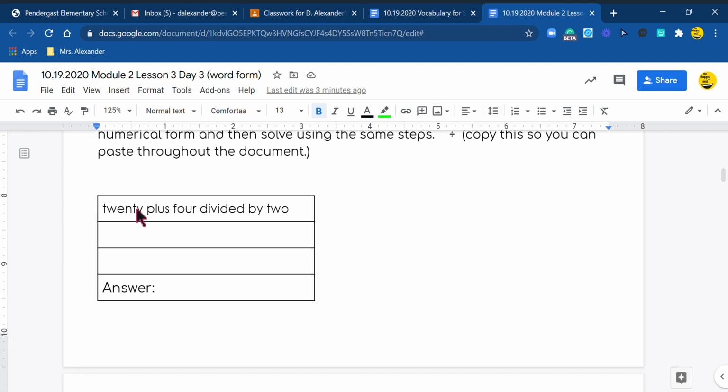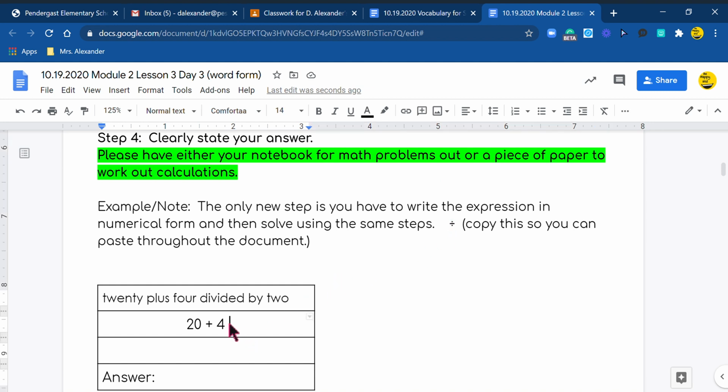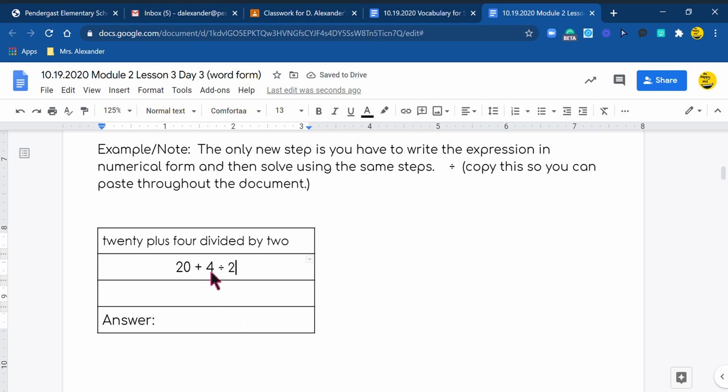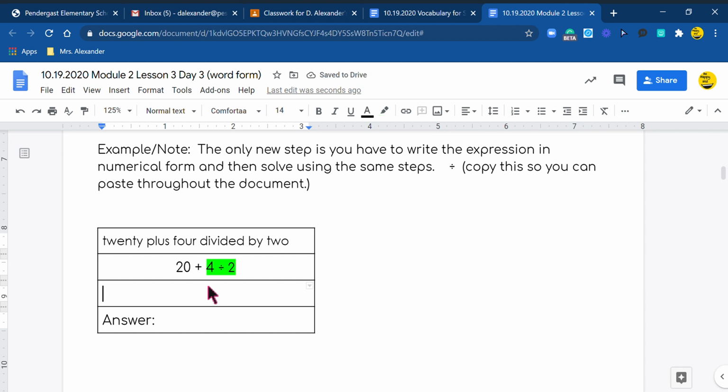Here we have 20 plus 4 divided by 2. So I'm going to write 20 plus 4. And I need "divide by," so I'm going to highlight just the division sign, hit Control C, and then come right down here and hit Control V, and divide by 2. Now, as I told you last time, highlight the problem you're working on. So right here, I have 4 divided by 2. I'm going to quickly highlight that. I'm going to use green.